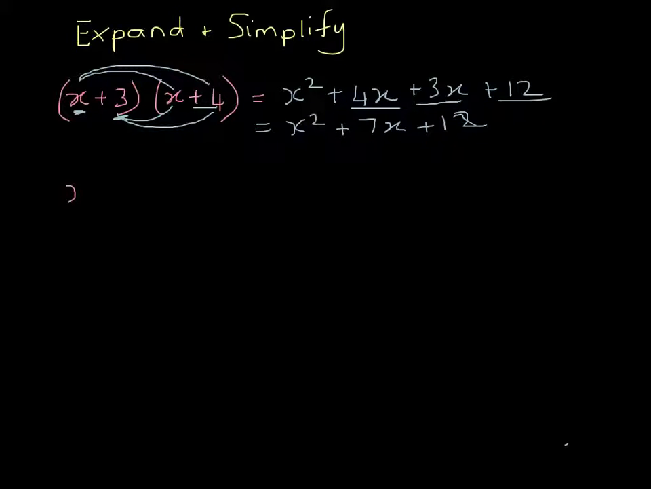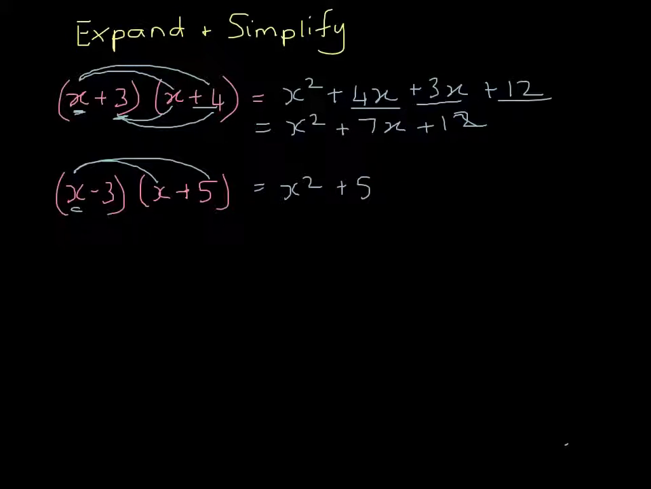So let's look at another one. Let's put a minus in. If it's x minus 3, multiplied by another bracket, x plus 5. Again, I start with the first term, and I'm going to multiply everything in the second bracket by that. So I have an x times an x, which is again an x squared. Now I have an x multiplied by a positive 5, plus 5x.